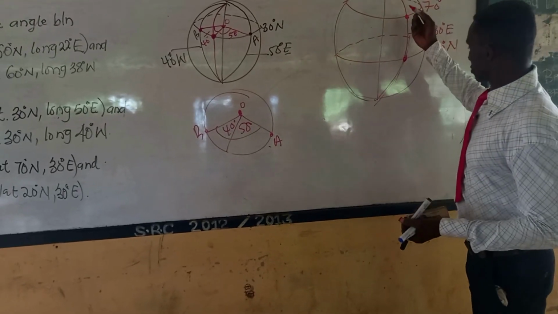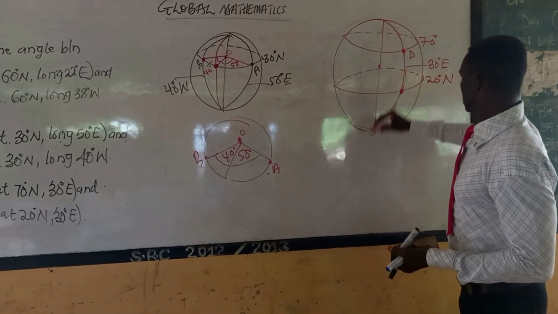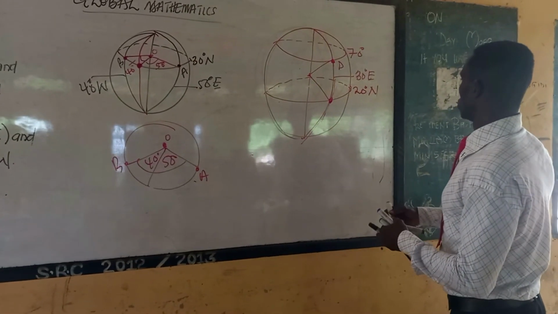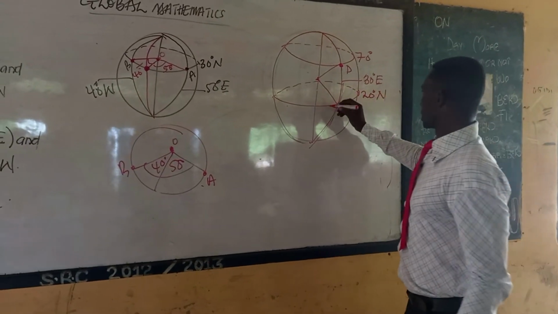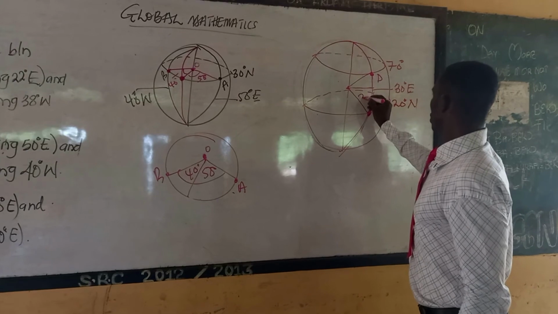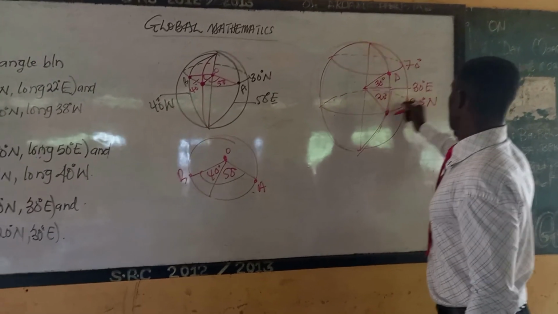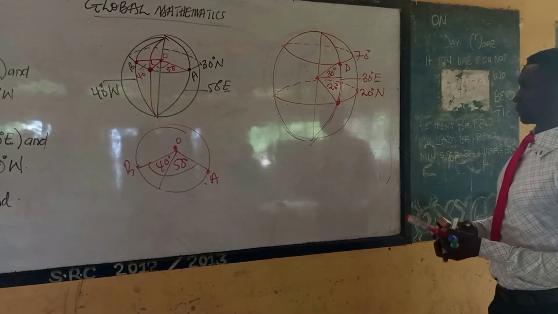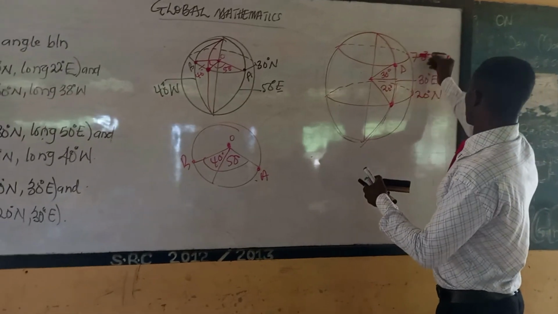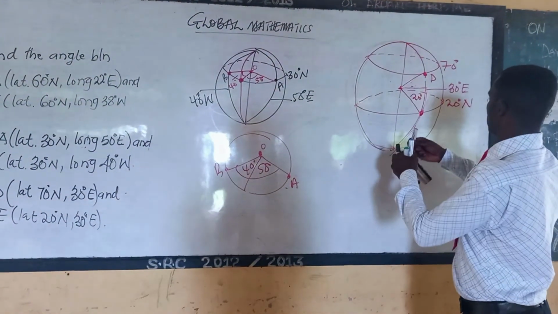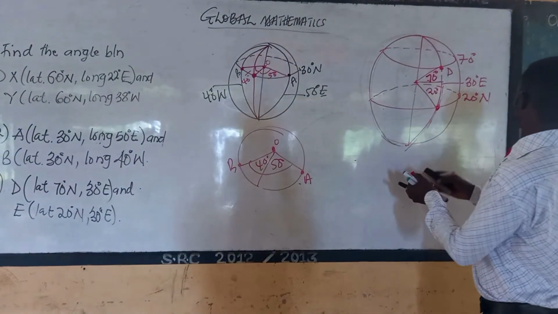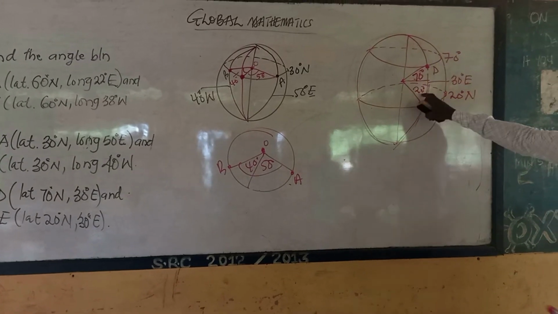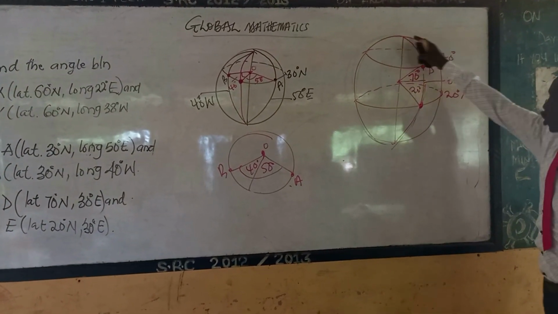Now, you go to this part, this is the angle that is formed. And you see that the angle is on a great circle, which will be 30 plus 20. Here will be 20 degrees. This one will be 30 degrees. No, the angle will be 70, because this is the latitude. 70 degrees here and 20 degrees. This will be the angle. The angle is on longitude.